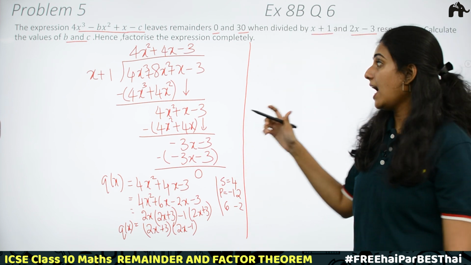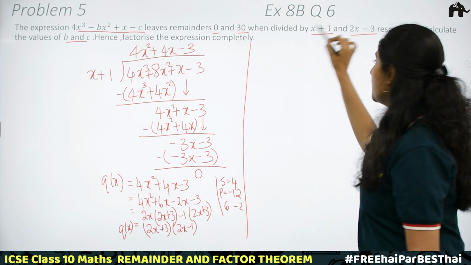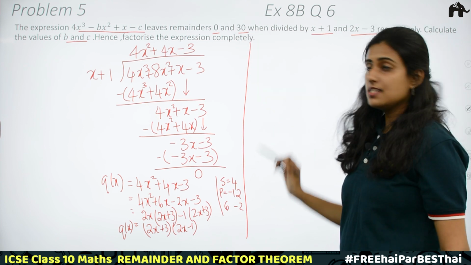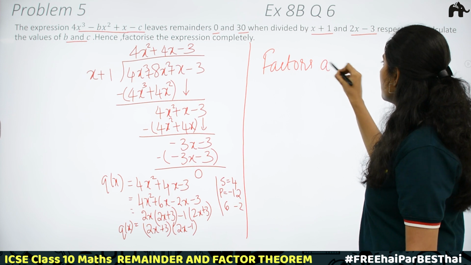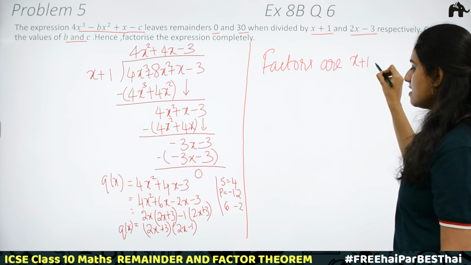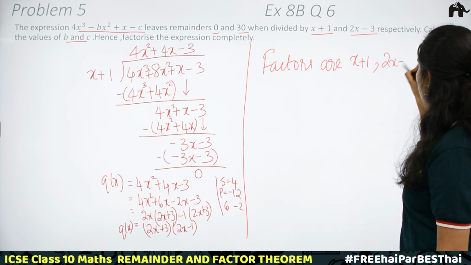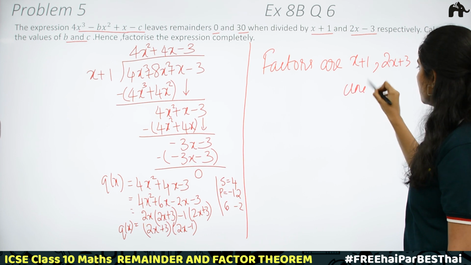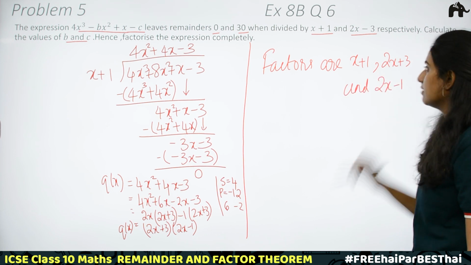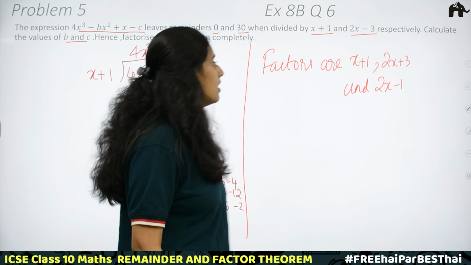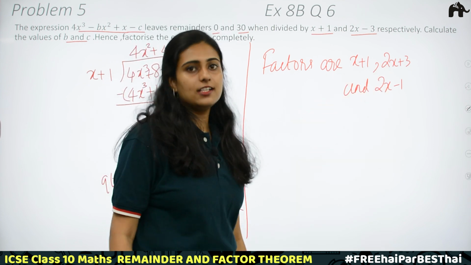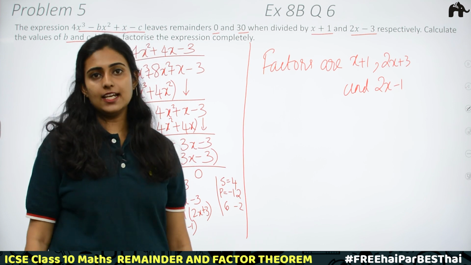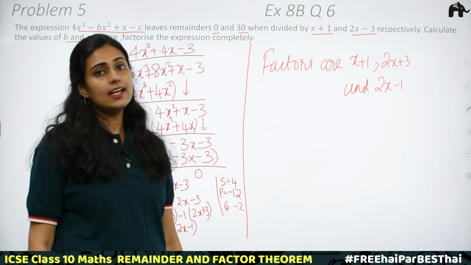From the question, we have one factor is x plus 1 because here the remainder is 0. Therefore, the factors are x plus 1, then 2x plus 3 and 2x minus 1. The factors of the expression are x plus 1, 2x plus 3 and 2x minus 1. Understood? This is clear? Okay. Let's do the next problem.